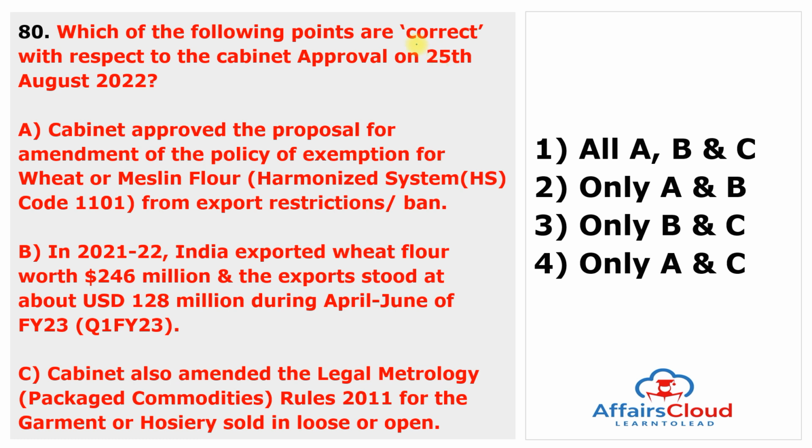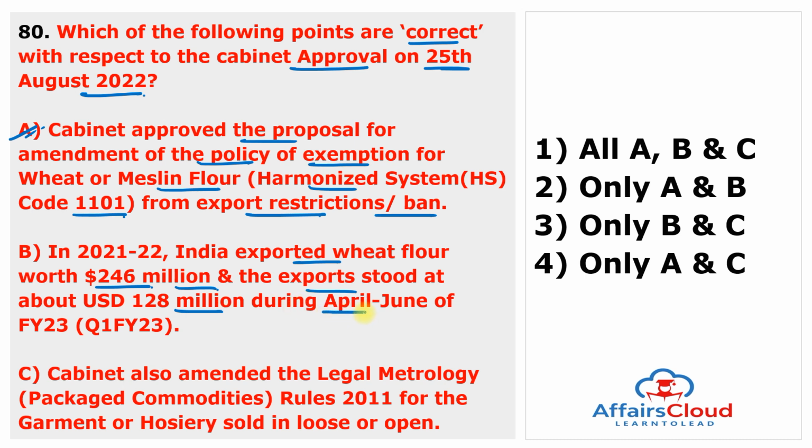Which of the following points are correct with respect to the cabinet approvals on the 25th of August 2022? So let's read the statements, then find out which statement is correct. Cabinet approved the proposal for amendment of the policy of exemption for wheat or meslin flour, which is HSN code number 1101, from export restrictions or ban. This statement is true. In 2021-22, India exported wheat flour worth $246 million and the export stood at almost $128 million during the first quarter, April to June, of the financial year 23. This statement is also true.